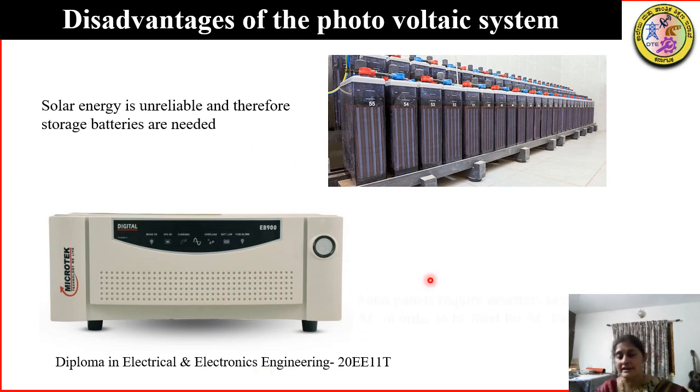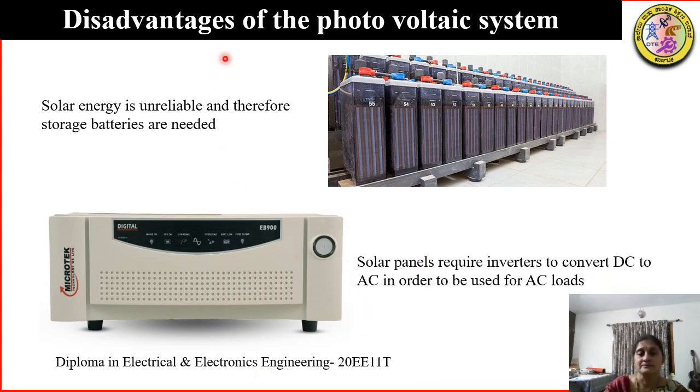Another disadvantage is that the solar panels have a long life, but the solar photovoltaic system requires inverters to convert DC to AC. The life of these devices cannot be as long as the solar panels. So the solar panels have a long life as there are no moving parts, but the accessories used in a PV system will have a limited life.